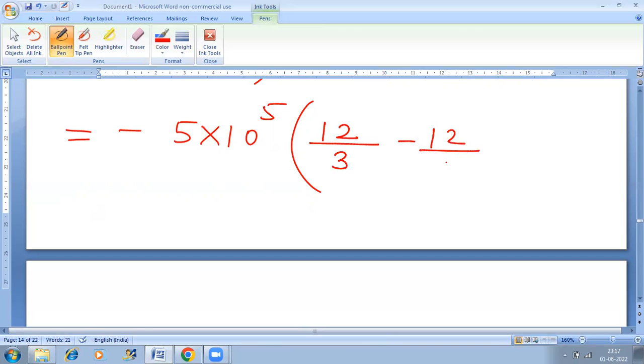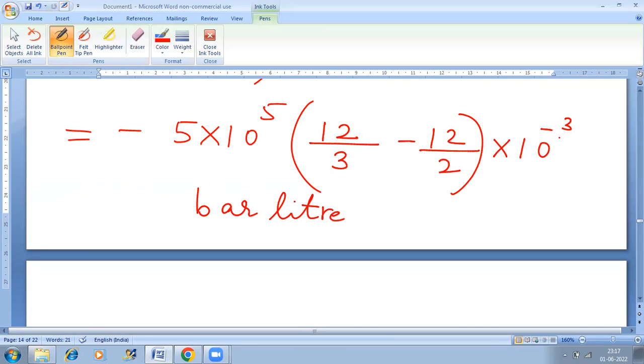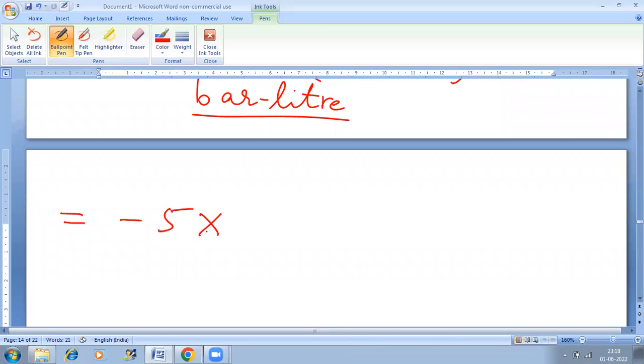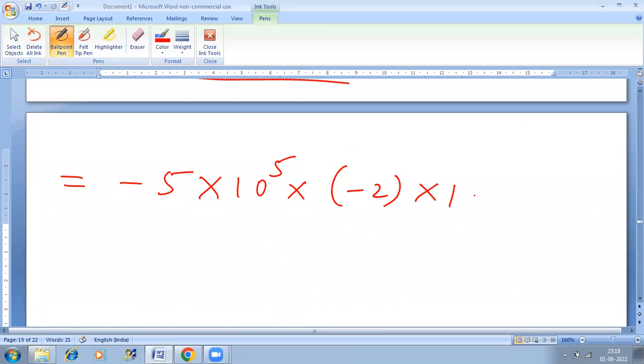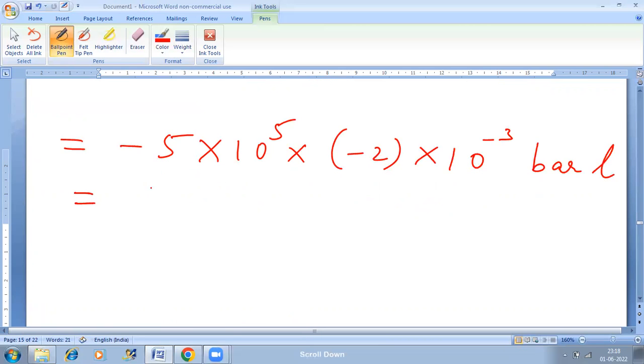Similarly, molar volume of graphite in centimeter cube will be this. Centimeter cube can be converted to liter by multiplying by 10 raised to minus 3. And so this entire value will be in bar liter, because pressure is in bar and the volumes have been taken in liters. If I solve this, I will get minus 5 into 10 raised to 5, 4 minus 6, that is minus 2, into 10 raised to minus 3 bar liter. Minus minus cancelled, so 5 into 2, 10 into 10 raised to 5 into 10 raised to minus 3 bar liter.